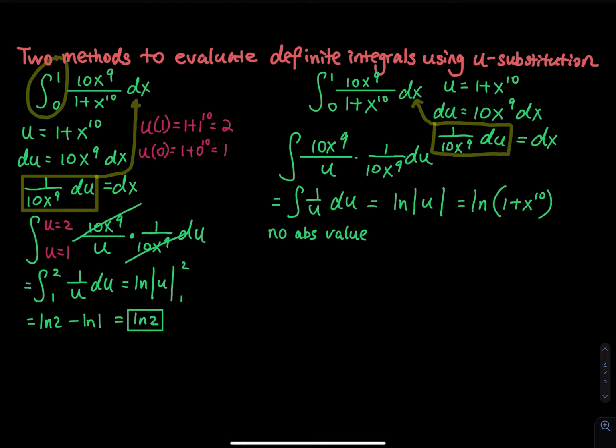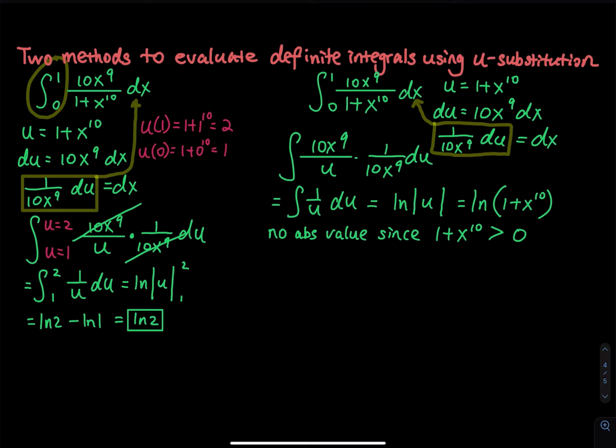Why? Because 1 plus x to the 10th power is surely greater than 0. You take a number, either positive or negative, and raise that to the 10th power. 10 is an even power, so the answer must be positive. Positive plus 1 must be positive. So since 1 plus x to the 10th power is always positive for any x, we do not need the absolute value.